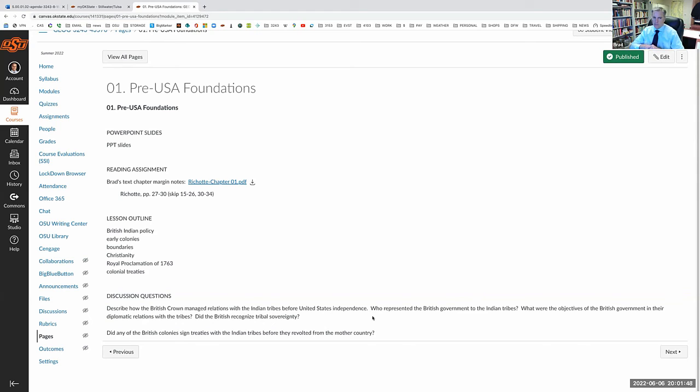So the sovereign is there. British North America, as it was referred, the colonies of British North America, did not have the power to engage with sovereign Indian tribes, and the British Crown prohibited the colonists from making deals with Indian tribes.